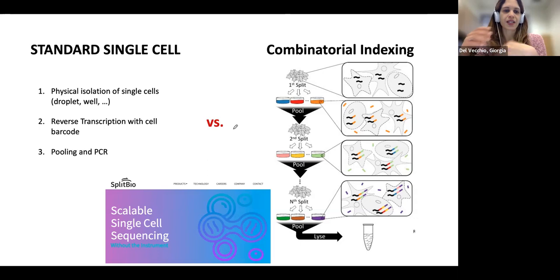And we need a reverse transcription with a barcode. But we also have another approach available. It's this combinatorial indexing approach.